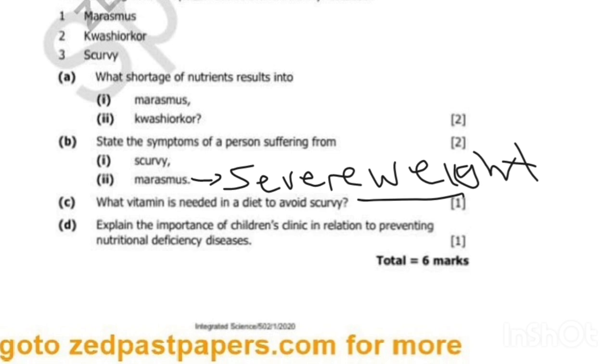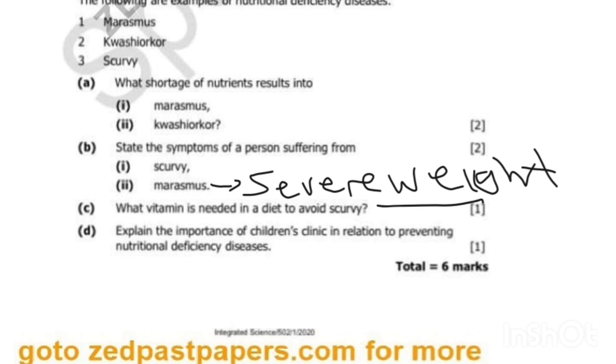We go to C. What vitamin is needed in a diet to avoid scurvy? What nutrient is needed to avoid it? It's vitamin C. Vitamin C is the main nutrient needed. Then we go to the last question.